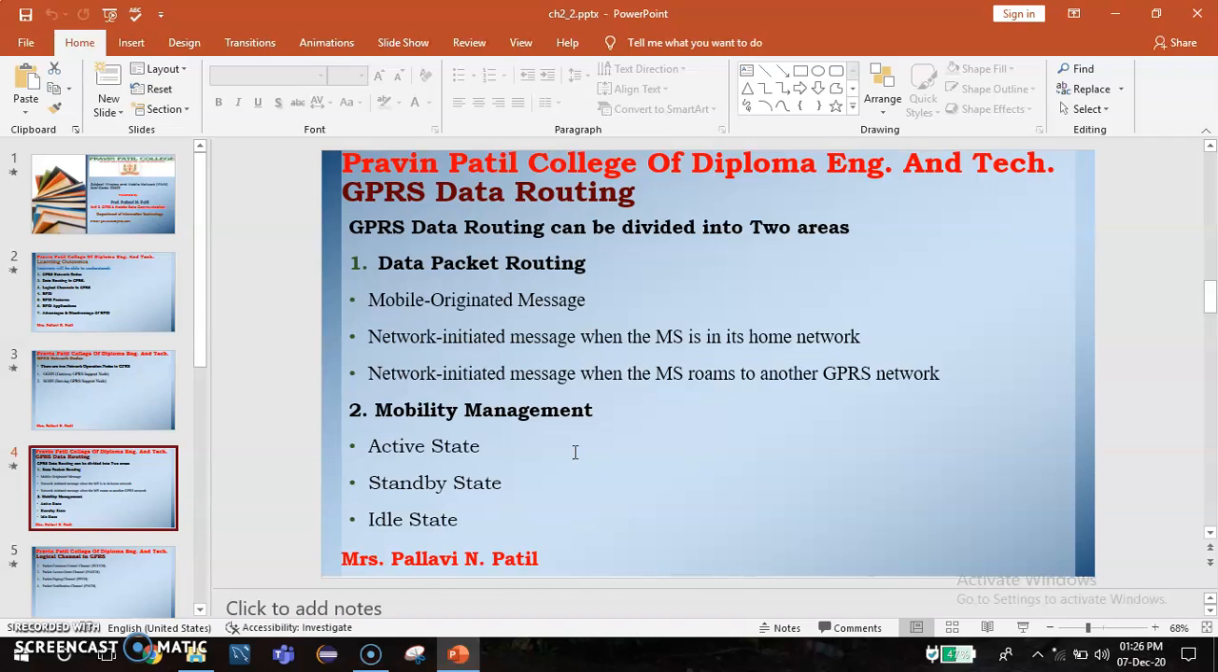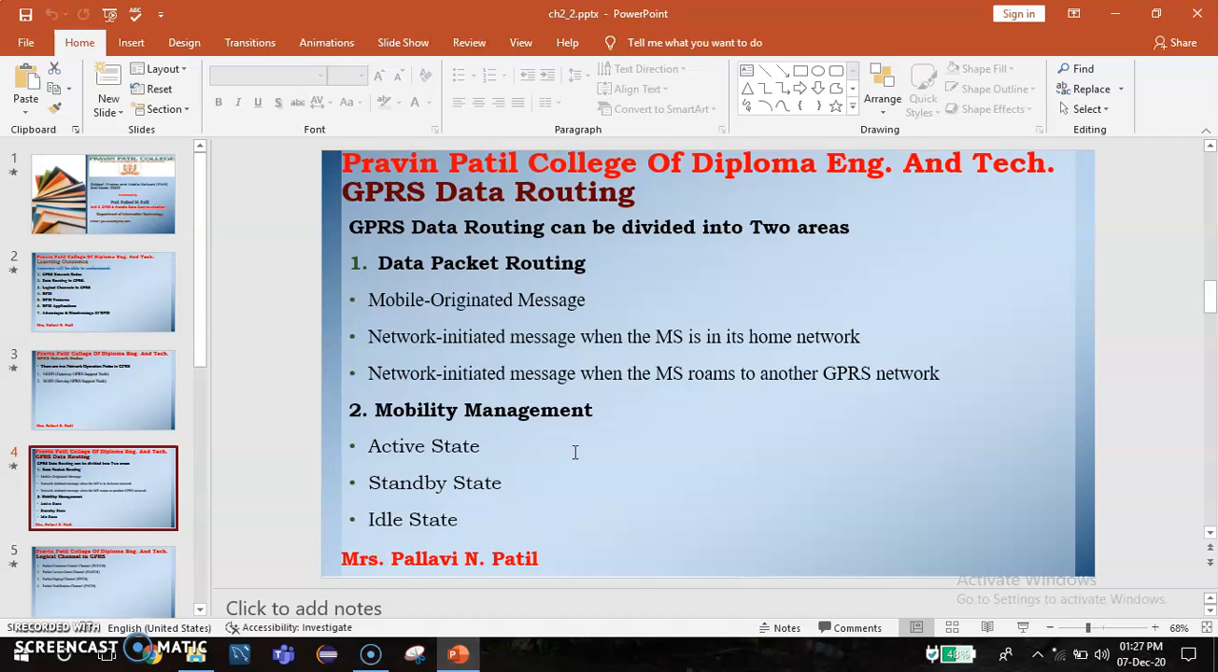The next is mobility management. In mobility management, the operation of the GPRS is partially independent of the GSM network. Some procedures share the network elements with the current GSM functions to increase efficiency and make optimum use of GSM resources.